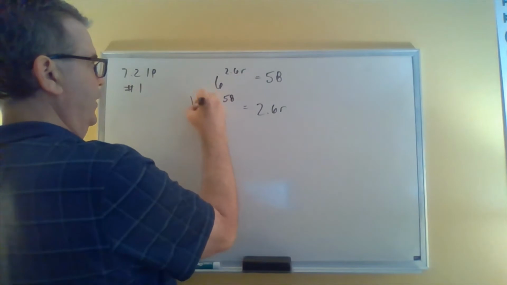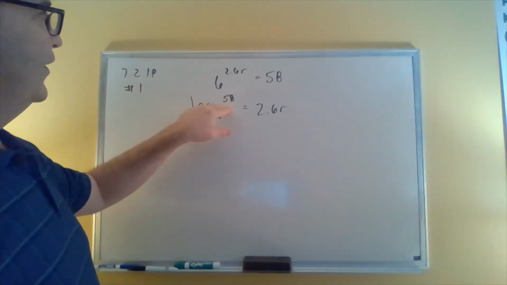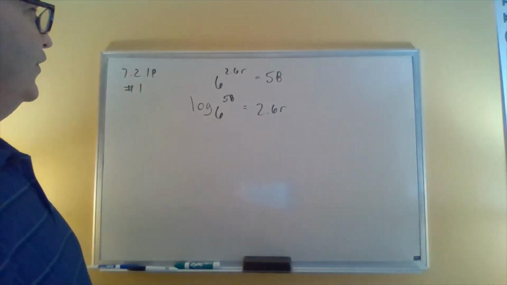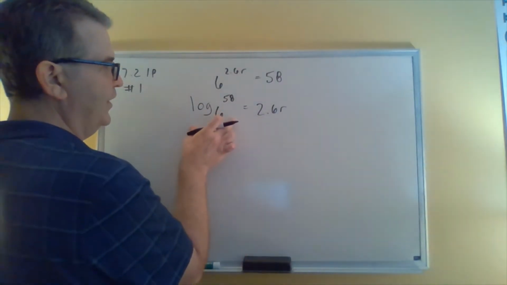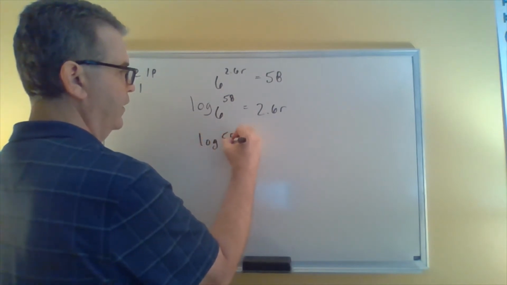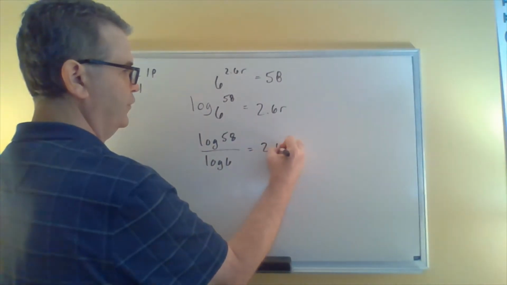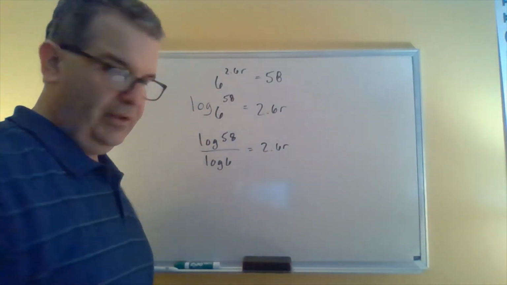Hold on, I forgot my logarithm. Okay, that's the logarithm: log base 6 of 58 equals 2.6r. So we're going to use our change of base over here. So we'll have the log of 58 over the log of 6, and that's going to equal 2.6r. So let's calculate this real quick.